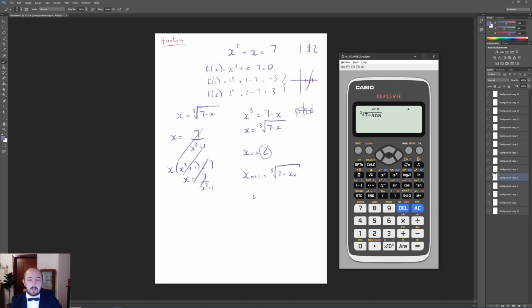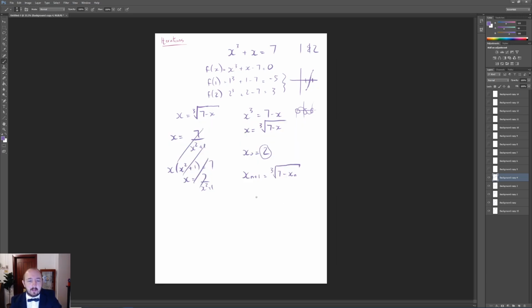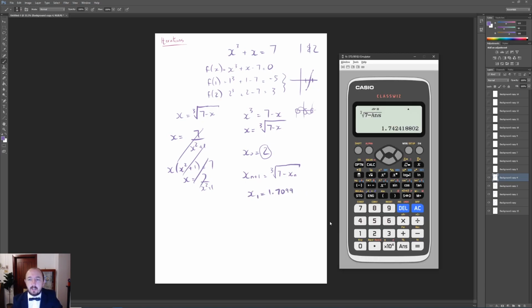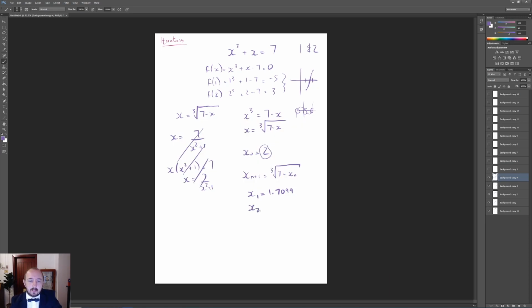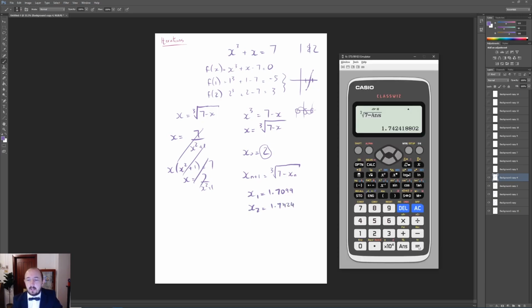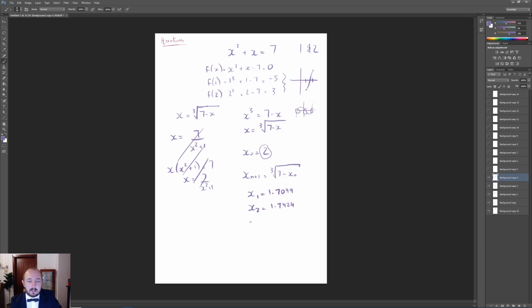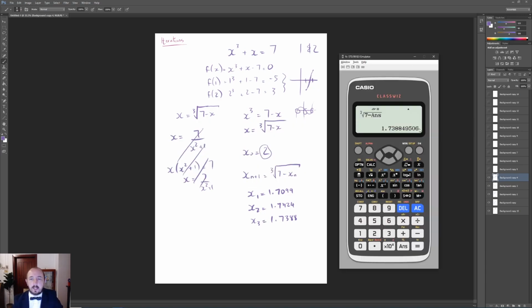So the first one, x0 equals 2, x1 would be 1.7099. Then we press it again, x2 equals 1.7424, and then the next one is x3 equals 1.7388, like that. Okay, so let's just use our calculator to check this.